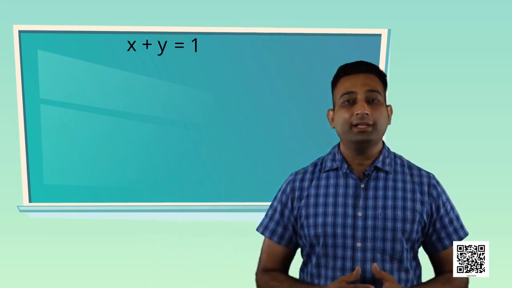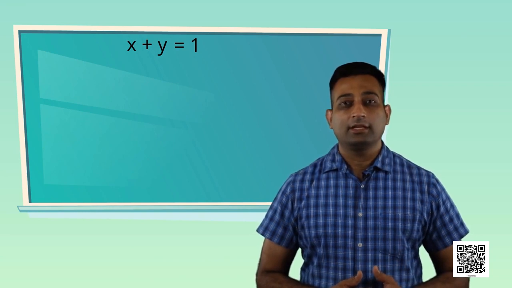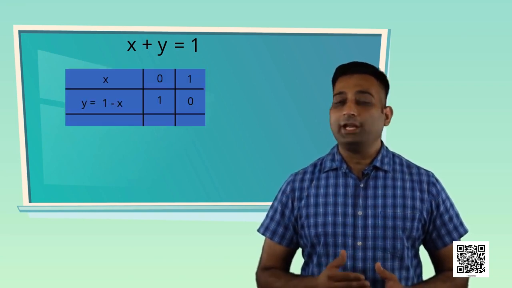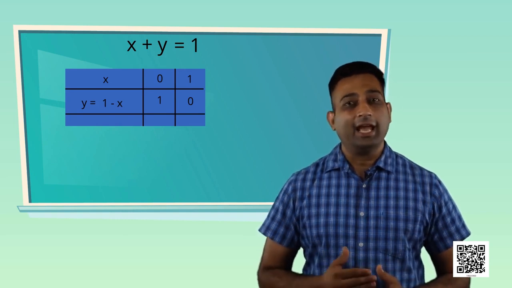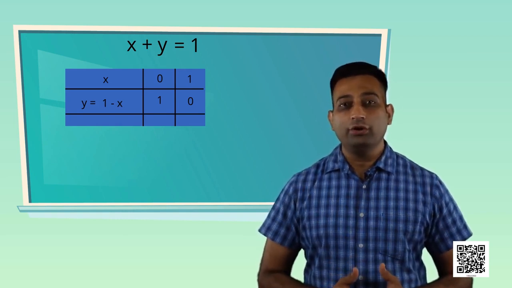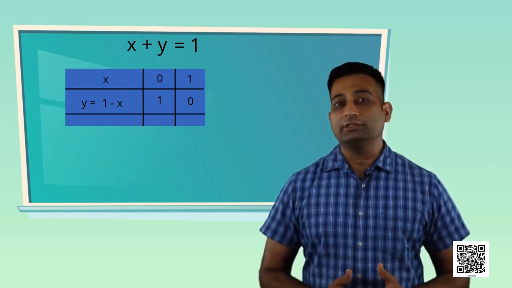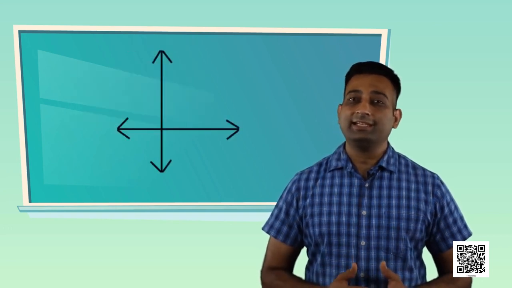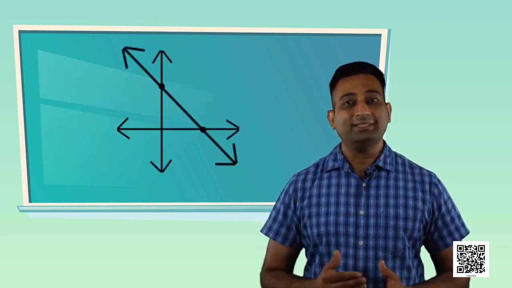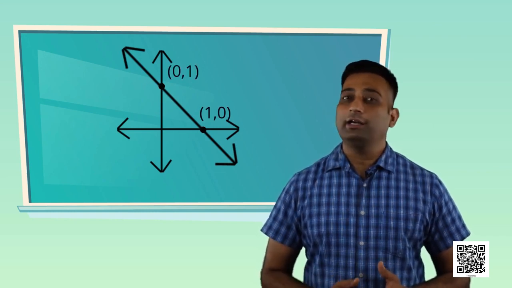Let us take an example, x plus y is equal to 1. You can see that when we put x equal to 0, we get y as 1, and when we put y equal to 0, we get x as 1. When we plot this on the Cartesian coordinate system, we can see that it represents a straight line passing through two points (1, 0) and (0, 1).